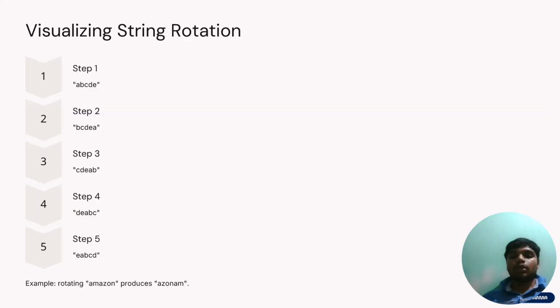Mathematical representation. If we denote a string S of length n, and we want to rotate it by k positions, for left rotation, the new string can be represented as S[k:] + S[:k]. For right rotation, the new string can be represented as S[-k:] + S[:-k].